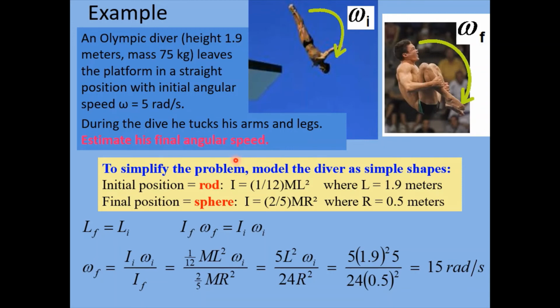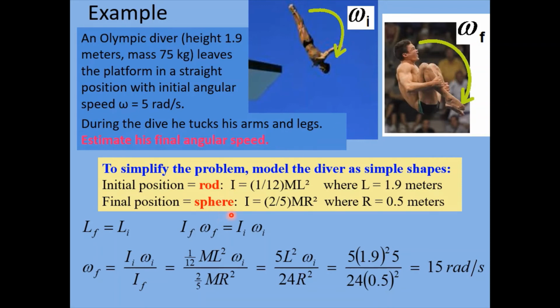So we're going to estimate his final angular speed. We're not going to do this precisely or exact, but we can model the diver as some simple shapes. So we're going to assume in this initial position here, the diver has the shape of just a uniform rod. And we can look up the rotational inertia of a rod. It's 1/12 ml squared. And we know the length of the rod is the height of the diver, which is 1.9 meters. For this one over here, it's a little more tricky, but basically the diver has tucked his arms and legs so that he's almost shaped like a sphere, right? He's become like a ball.